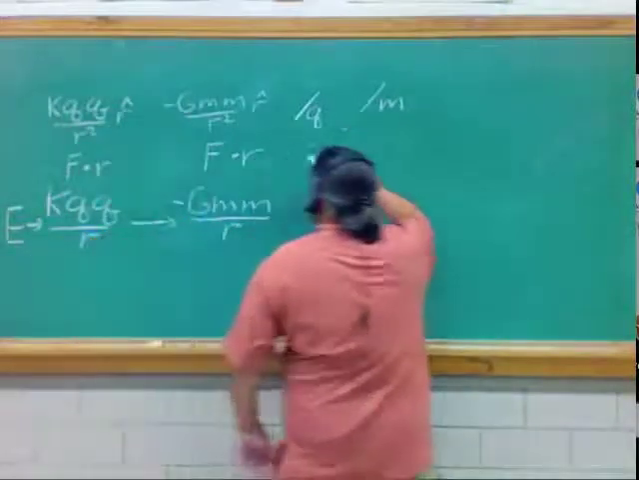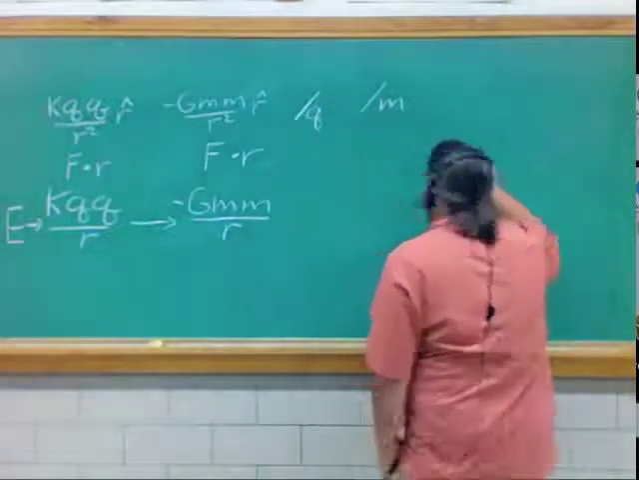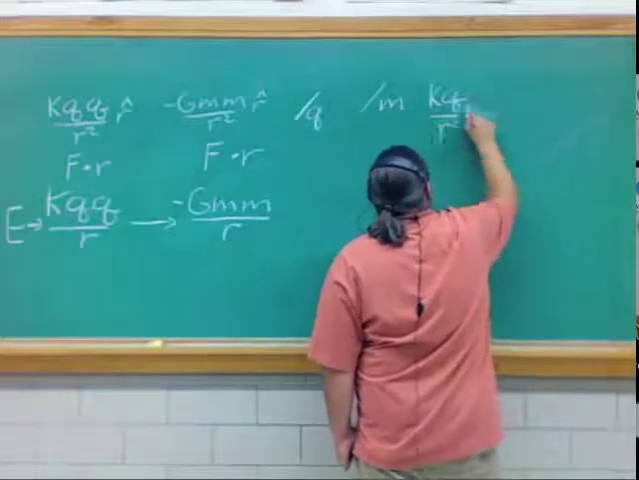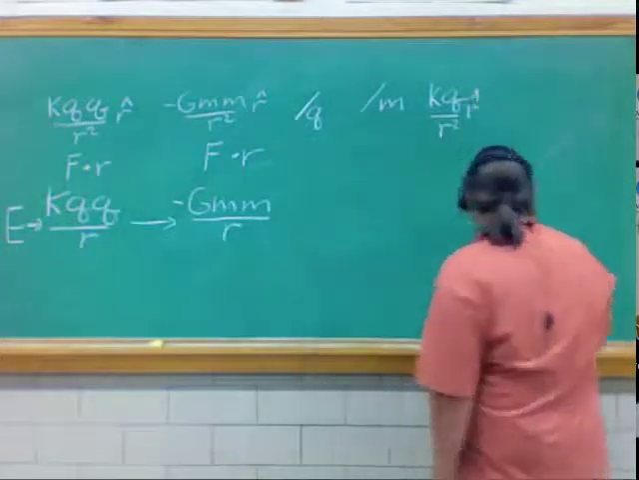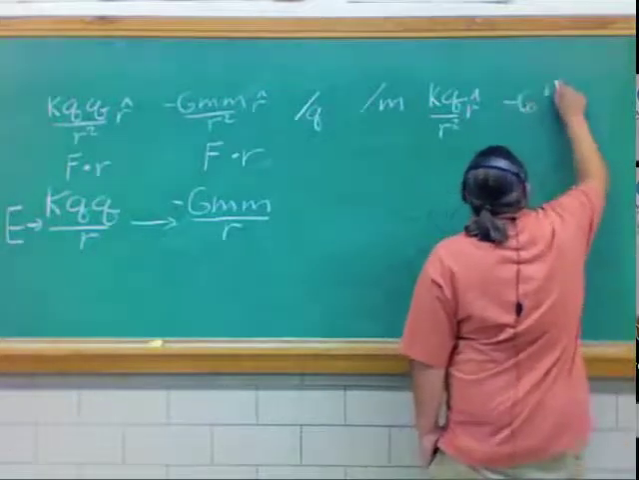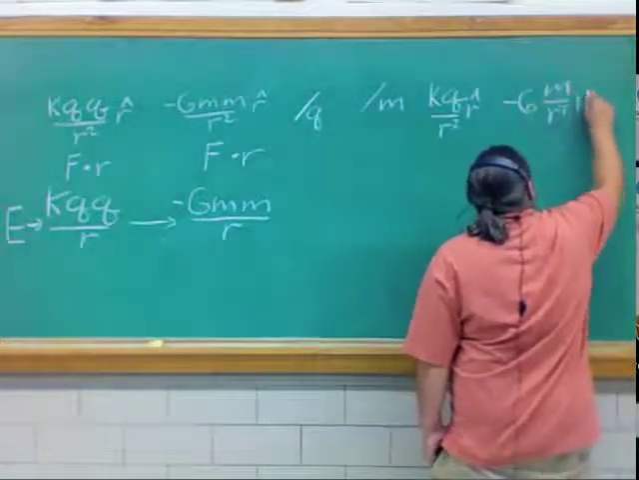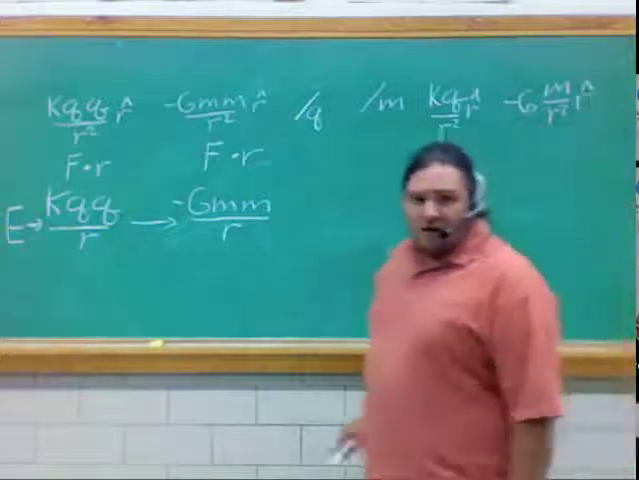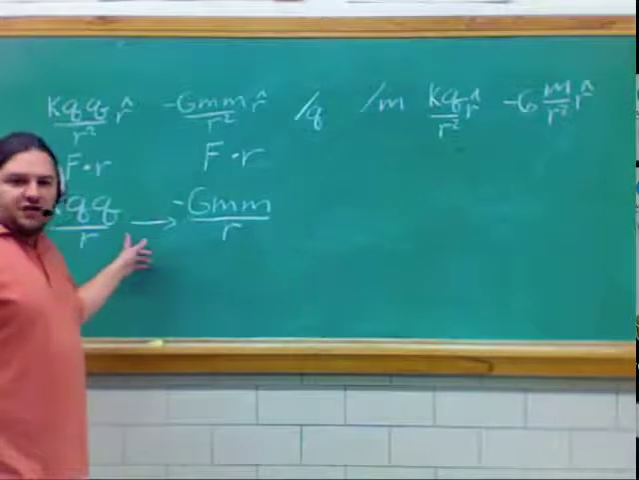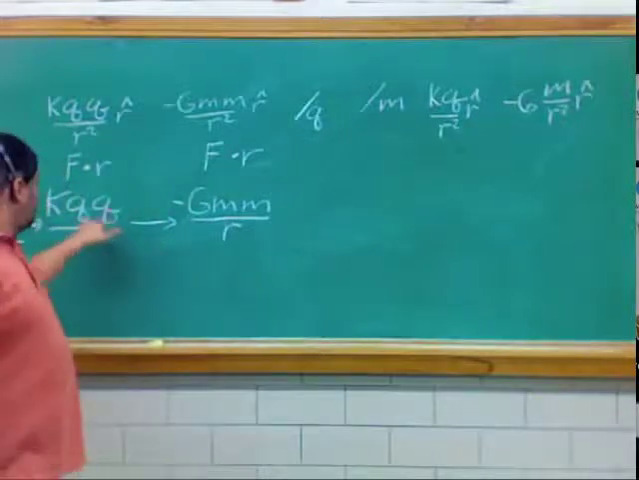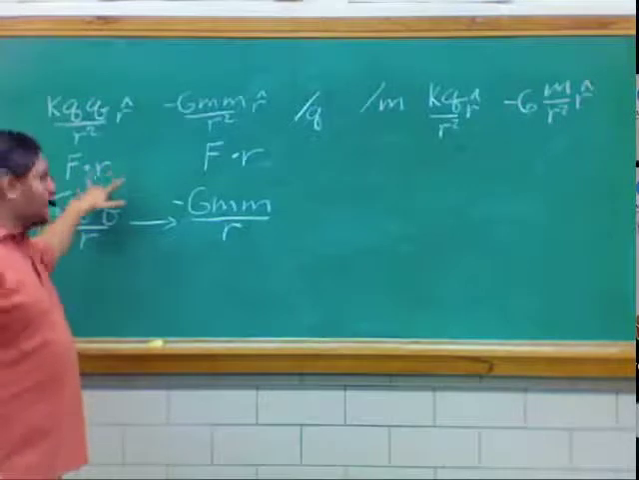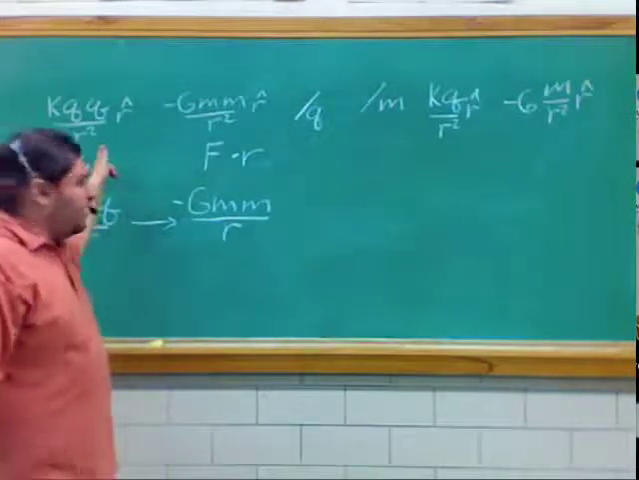So blah, blah, blah, divided by Q, divided by M. I get this equation: KQ/R squared R hat, or negative GM/R squared R hat. Important difference here: energy, remember, is a scalar, has no direction. The R hats drop off when I do this multiplication. This is actually a dot product, and dot products take two vectors and turn them into a scalar.